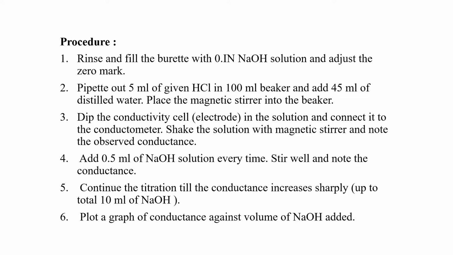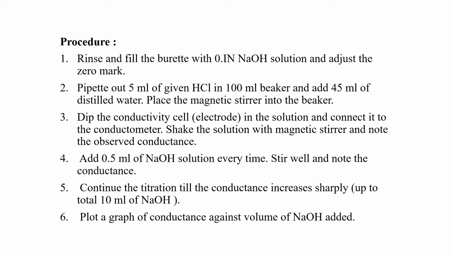Now we will see the procedure of this experiment. First, rinse and fill the burette with 0.1 normal NaOH solution and adjust the zero mark. Now pipette out 5 ml of given HCl solution in 100 ml glass beaker and add to it 45 ml distilled water. Place the magnetic stirrer into the beaker.